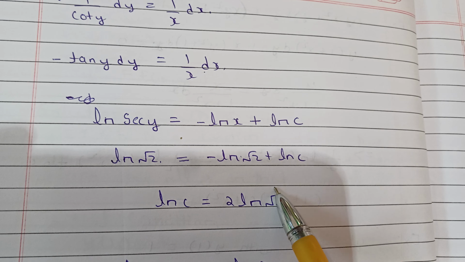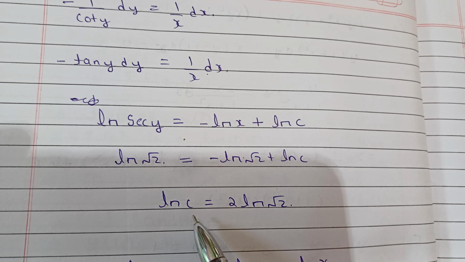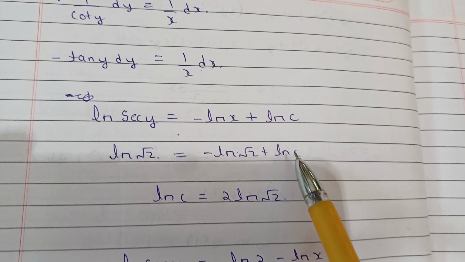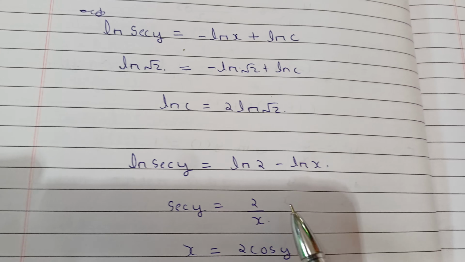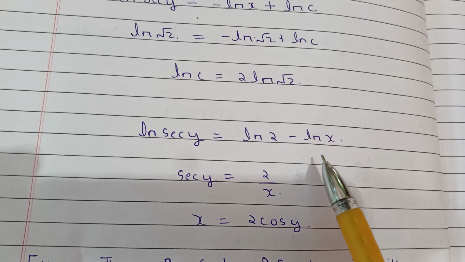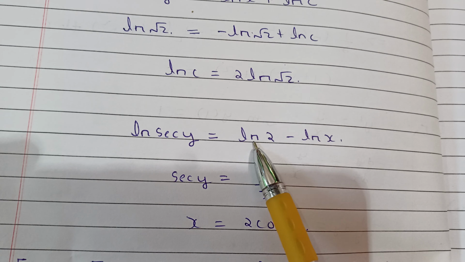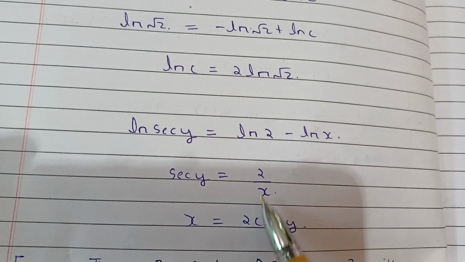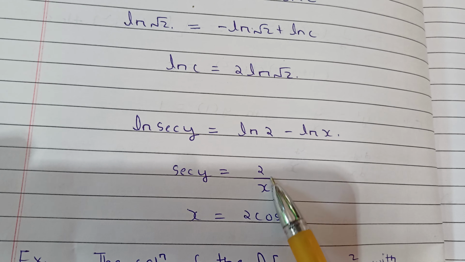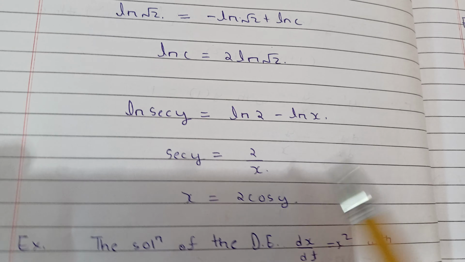It will come inside and it will be a square. So log 2 equal to log c, so c equal to 2. So we get the value of c, that will be 2. So this will be our solution. You can write it more like log x minus log y is log x upon y. So 2 upon x. Just compare, sec y equal to 2 upon x, and x will be 2 cos y.